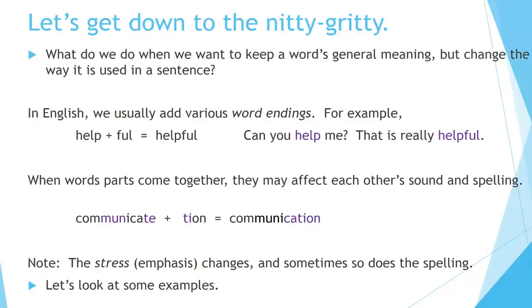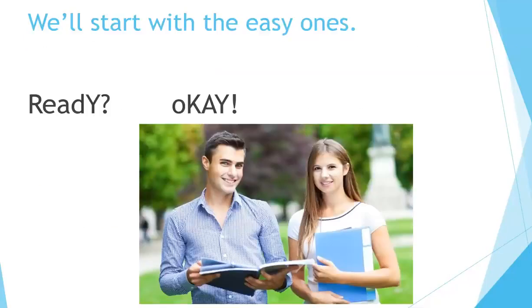When word parts come together, they may affect each other's sound and spelling. For example, communicate plus shun is communication. Note the stress or emphasis changes, and sometimes so does the spelling when we add a word ending. Let's look at some examples. We'll start with the easy ones. Ready? Okay.